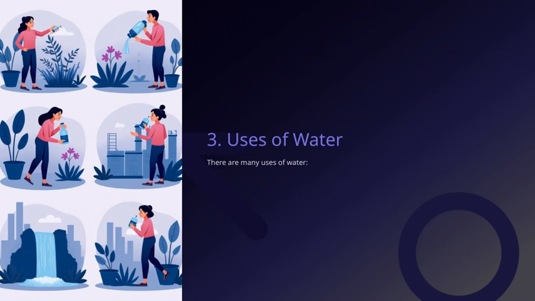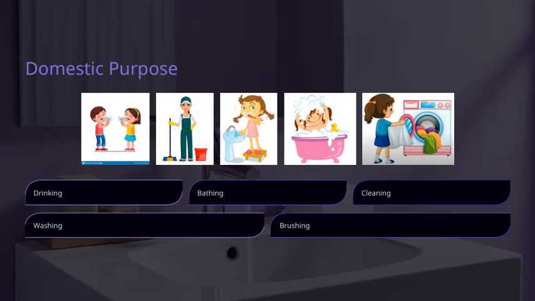It's fascinating to see how interconnected water is with almost every aspect of life, which really underscores the importance of conserving this precious resource. Remember, understanding these uses helps us appreciate why protecting water sources is so vital for our future. Now, let's take a look at the domestic purposes for water.